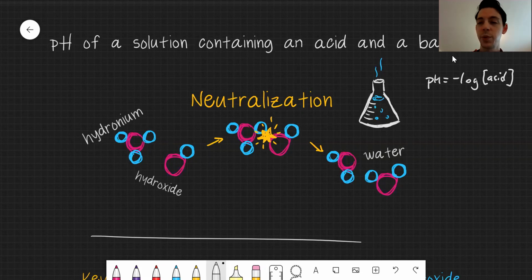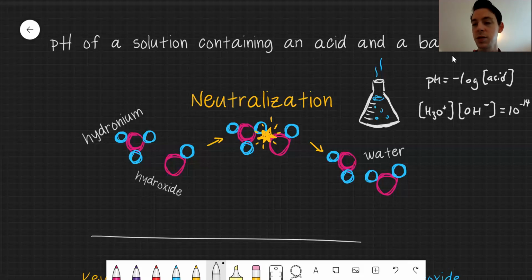Okay, we learned how to find the pH if it was a base. We could either use pOH, which is negative log of the base concentration, or we could use hydronium times hydroxide equals 10 to the minus 14. Right? And as long as we knew the hydroxide concentration, we could solve for the H3O plus concentration.